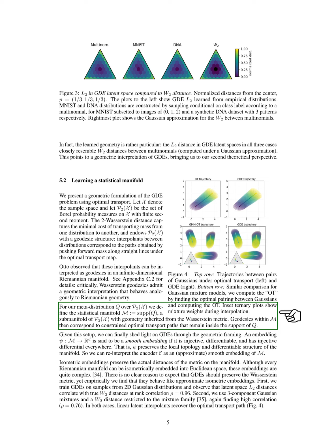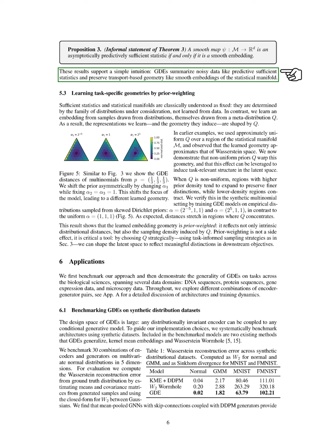While we don't expect GDEs to maintain the Wasserstein metric perfectly, our empirical findings suggest they behave like approximate isometric embeddings. For instance, when we train GDEs on samples from two-dimensional Gaussian distributions, we observe a strong correlation between distances in the latent space and true Wasserstein distances. Similarly, with Gaussian mixtures, we find a high correlation as well. These results indicate that GDEs effectively summarize noisy data and maintain the geometric properties of the statistical manifold.